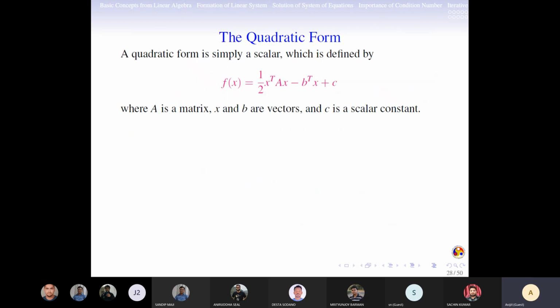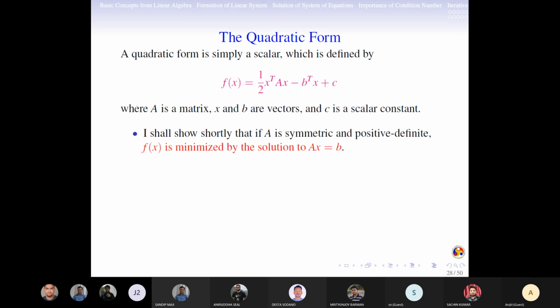Okay. Now we are coming to the quadratic form. This is the main thing which I am going to discuss. The quadratic form is defined by f of x equals half x transpose Ax minus b transpose x plus c, where A is the matrix, x are the unknowns, b is the vector, and c is a scalar constant. Now, if A is symmetric and positive definite, then f of x is minimized by the solution to Ax equals b. That means f of x is a quadratic function, so it will have a minimum. My claim is that the point at which f of x gives the minimum value, that x will be the solution of the system Ax equals b.